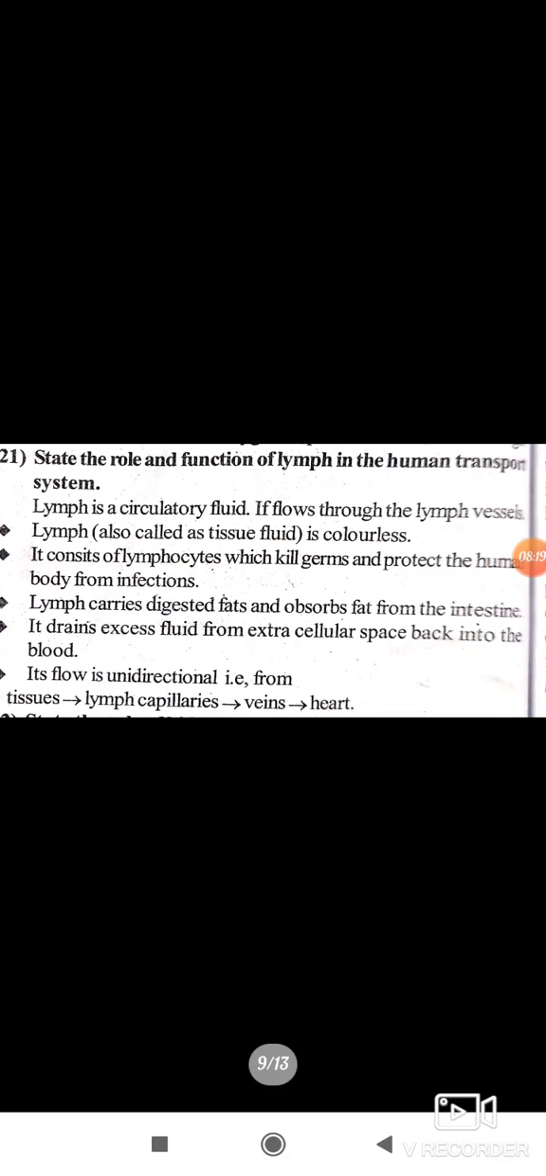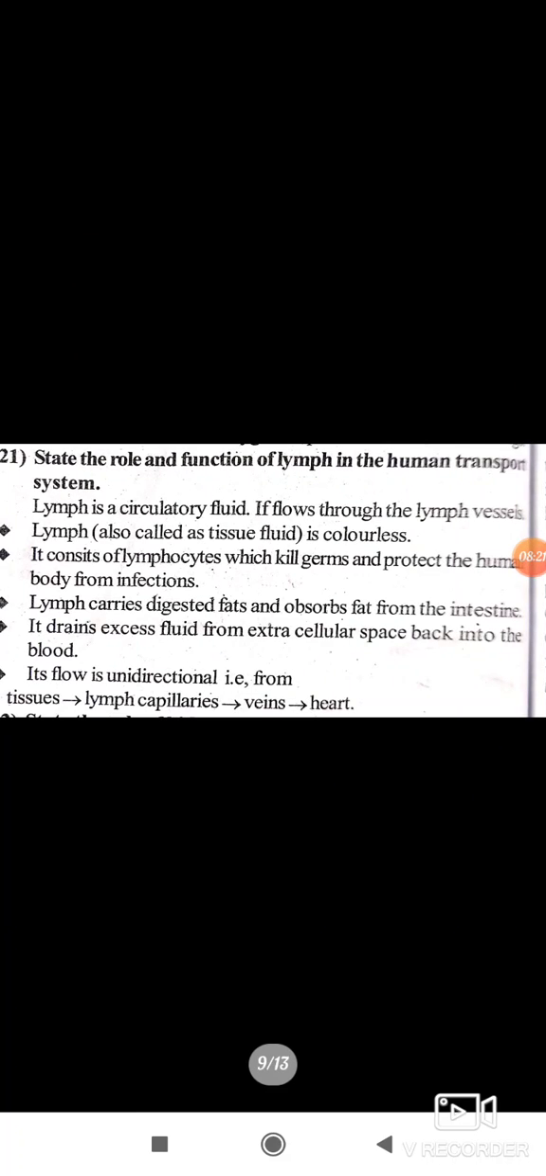And anaerobic respiration occurs in the absence of oxygen. So exchange of gases is absent. It occurs only in the cytoplasm. So it produces alcohol and carbon dioxide. Energy released is very low.